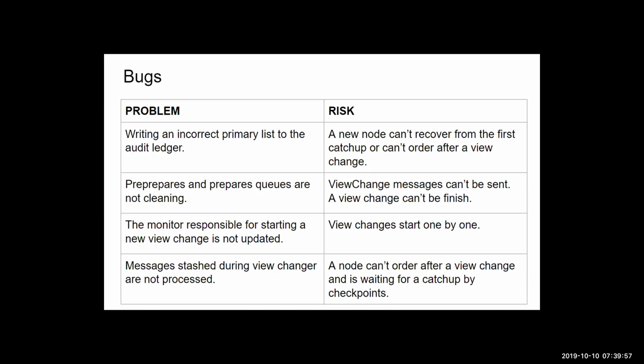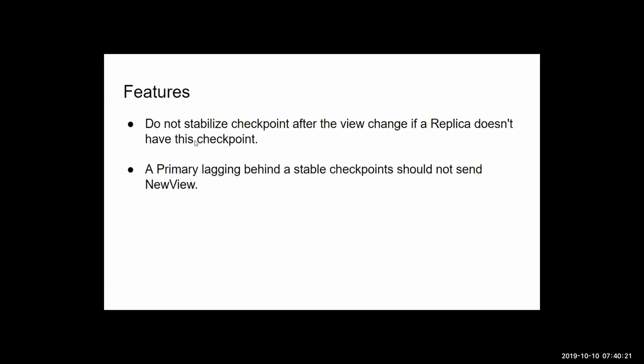In addition, the monitor data was not always updated, which led to false starts of the view change. And finally, messages received during the view change were not processed, but were in the waiting line until the next view change. All of these issues were fixed during this sprint. Also, changes were made to improve the work of the new view change. It doesn't stabilize checkpoints after the view change if a replica doesn't have this checkpoint, and a primary lagging behind a stable checkpoint should not send new view.